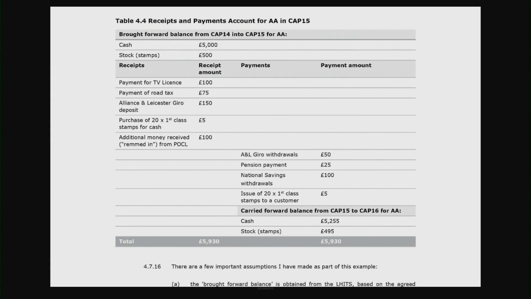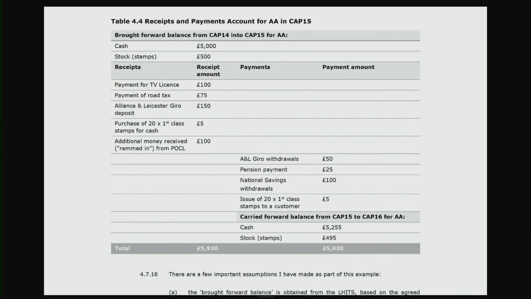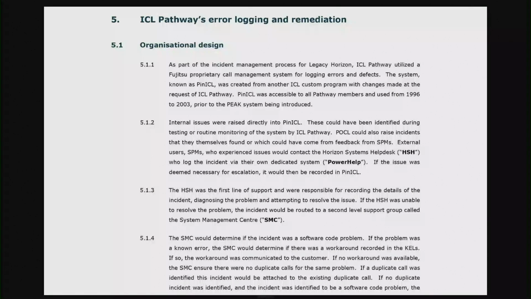Thank you very much. Can we turn to our penultimate topic, please? Error logging and remediation on Horizon. This starts at page 55 of your report. Thank you.